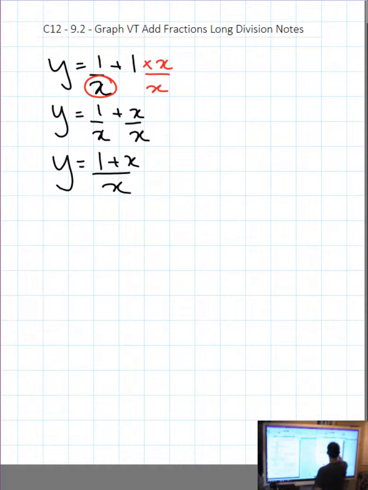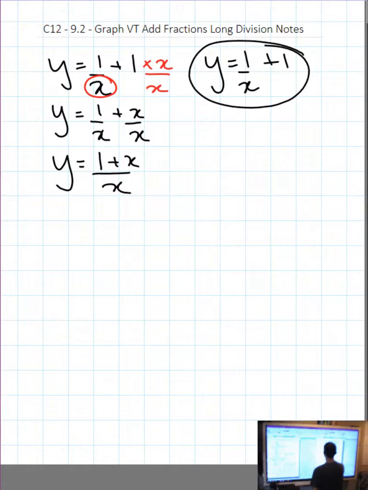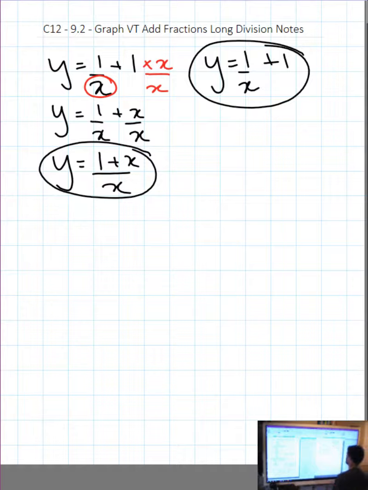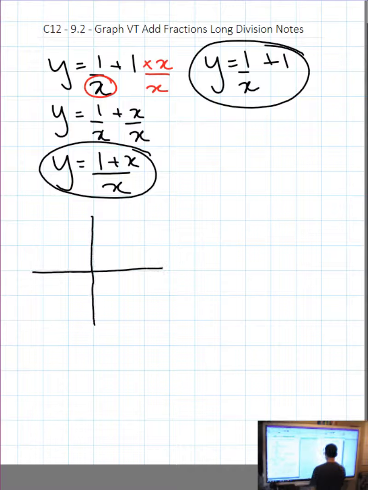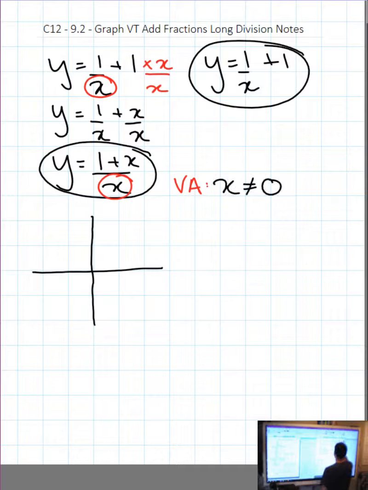So remembering the equation y equals 1 over x plus 1 and the equation y equals (1 plus x) all over x is the same graph. So now let's graph that one. So if I draw the graph there, now again I have a denominator, so my VA is simply that x can't equal 0. And I can put my vertical asymptote on the y-axis there.